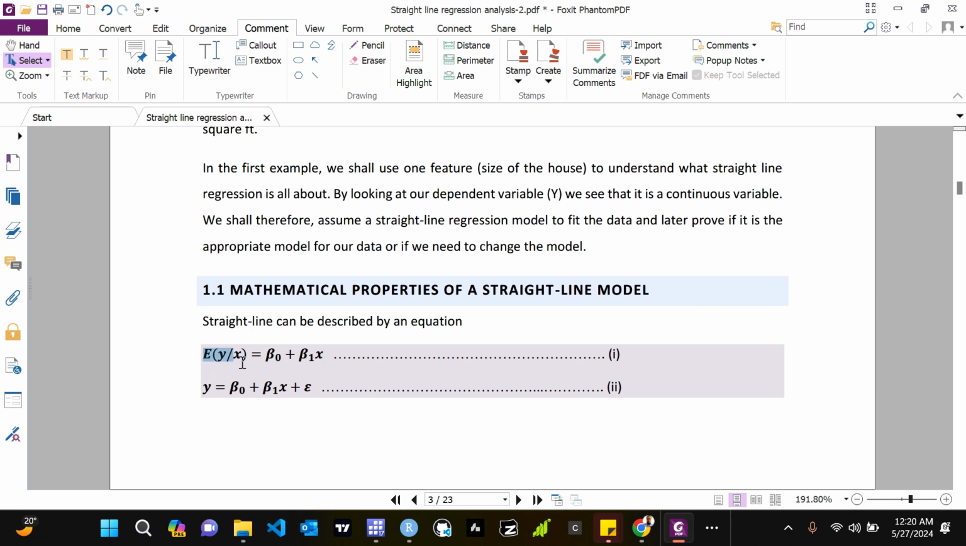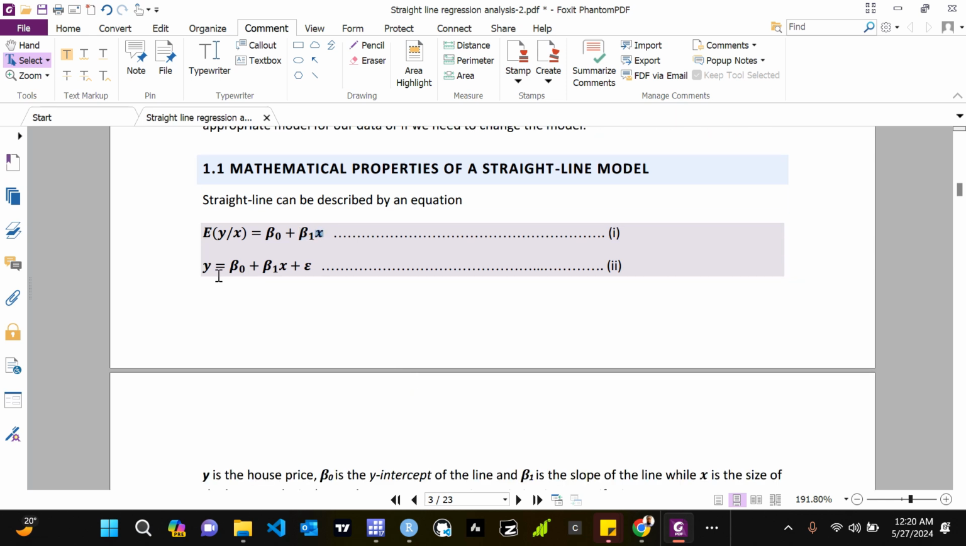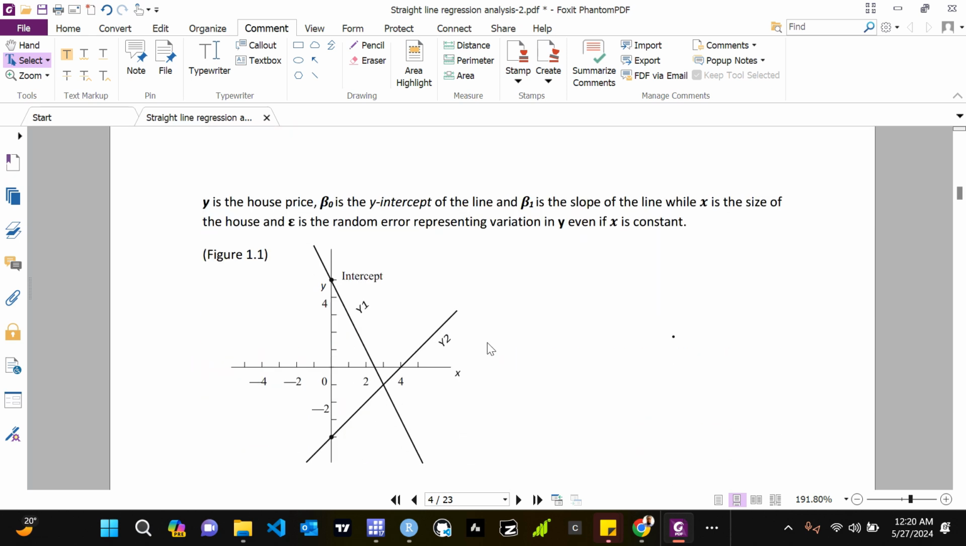The expectation of y on x is equal to beta naught, which is called the y-intercept, plus beta 1 x. So beta 1 is the slope and x is the independent variable. Small y is equal to beta naught plus beta 1 x plus e, where e is the error term, the error we get while estimating the values of y on x, which is normal.